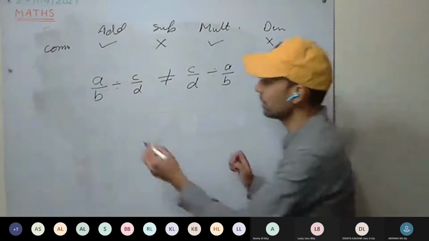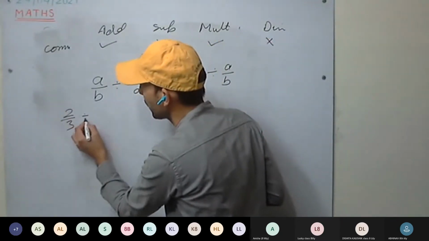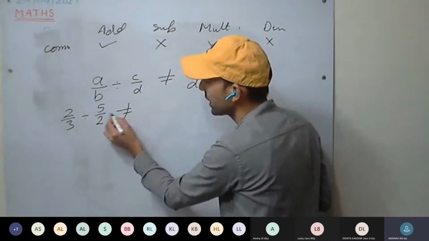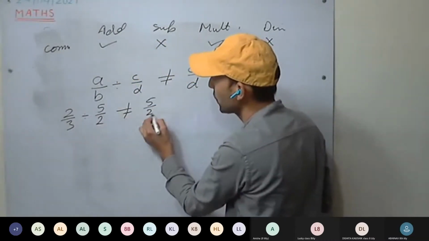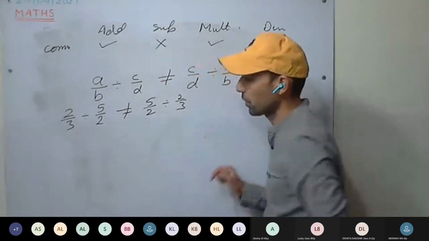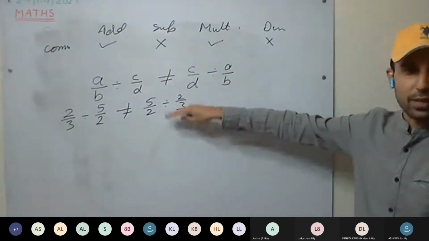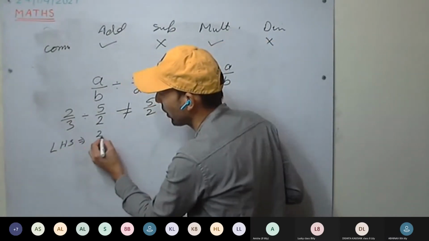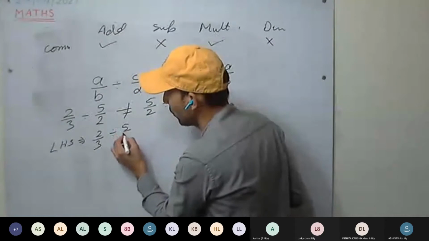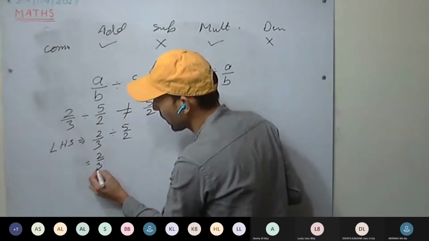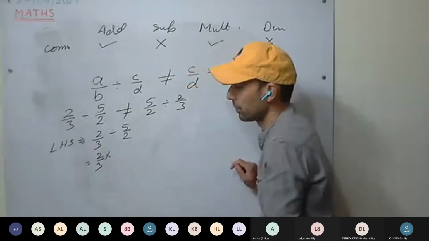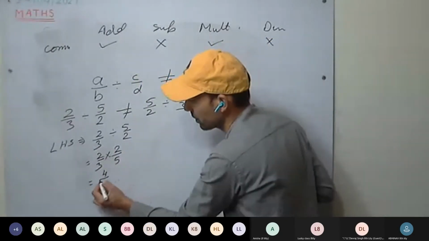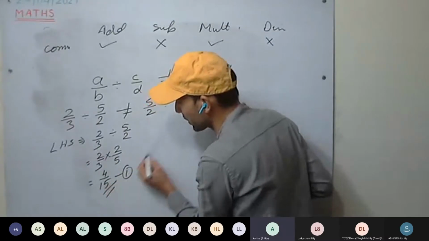Okay, we take one example. 2 by 3 divided by 5 by 2. We have to verify that this is not equal to 5 by 2 divided by 2 by 3. We'll follow the same method. LHS will be what? 2 by 3 divided by 5 by 2. Next step will be 2 by 3 into 2 by 5. How much are we getting? 4 by 15. This is our first answer.